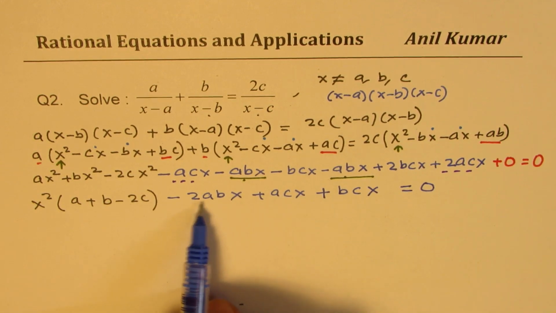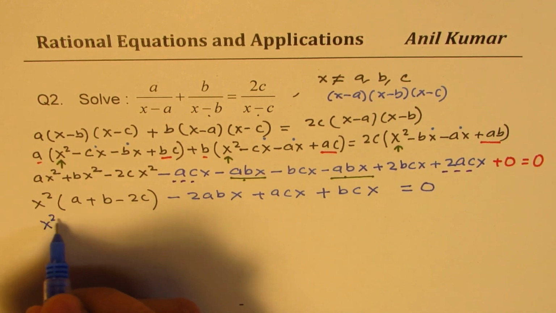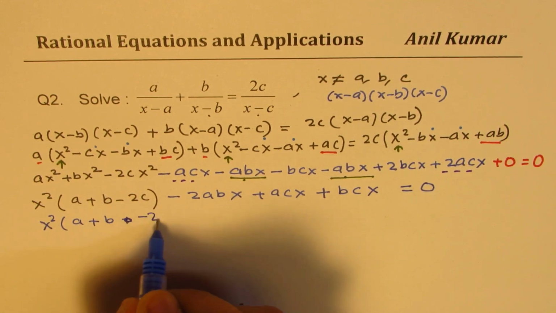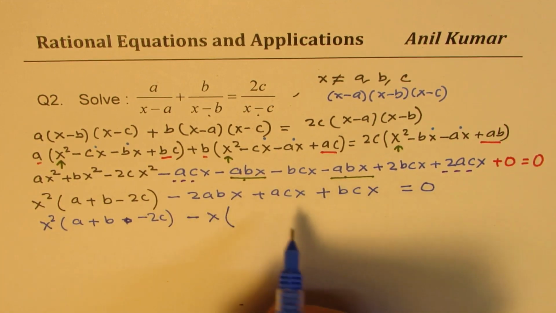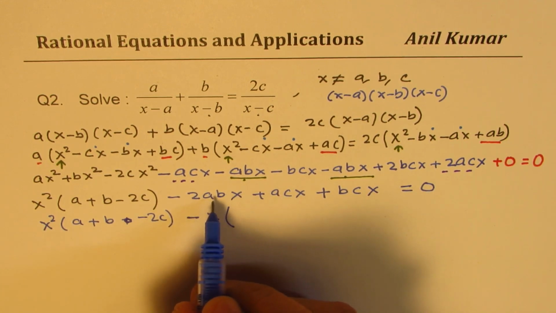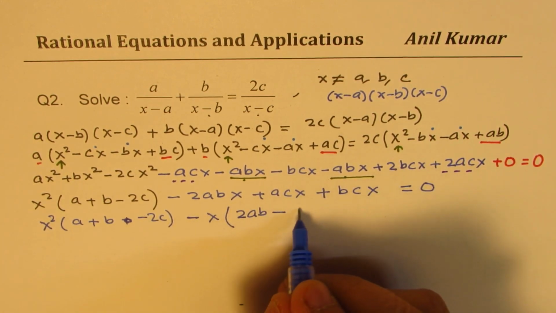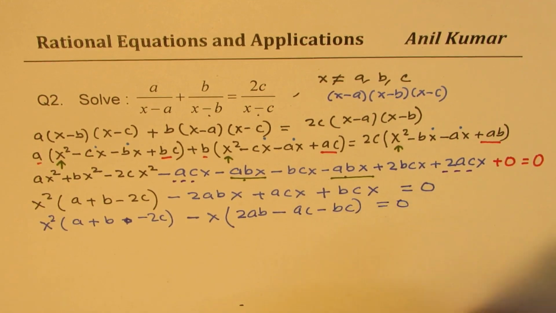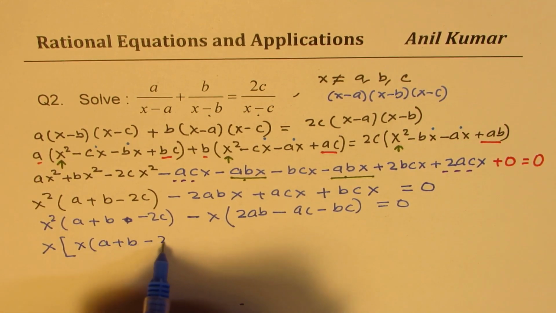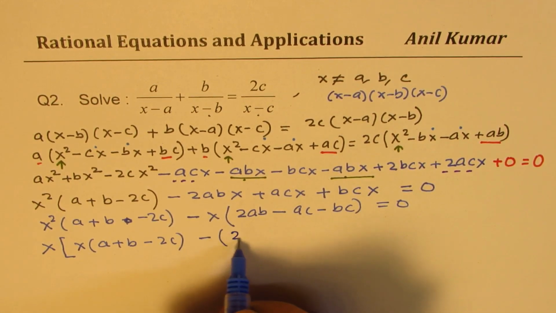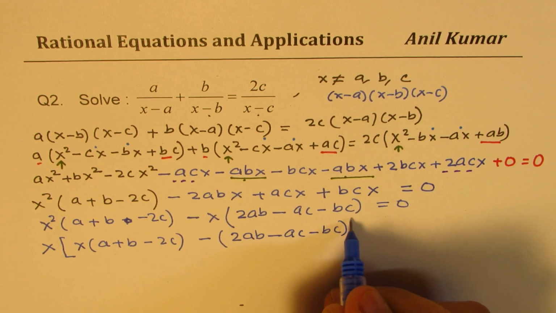Correct? So here, the x terms we could take common from here, x, and then rewrite. So what we get here is x squared times a plus b minus 2c. And let me take minus x common. In that case, within the bracket, I get, this is a term which is positive, so which is 2ab, and this becomes negative, since I took negative common, ac minus bc equals 0. Clear? Now I can take x common. So if I take x common, I get x times a plus b minus 2c minus, within brackets, it is 2ab minus ac minus bc equals 0.